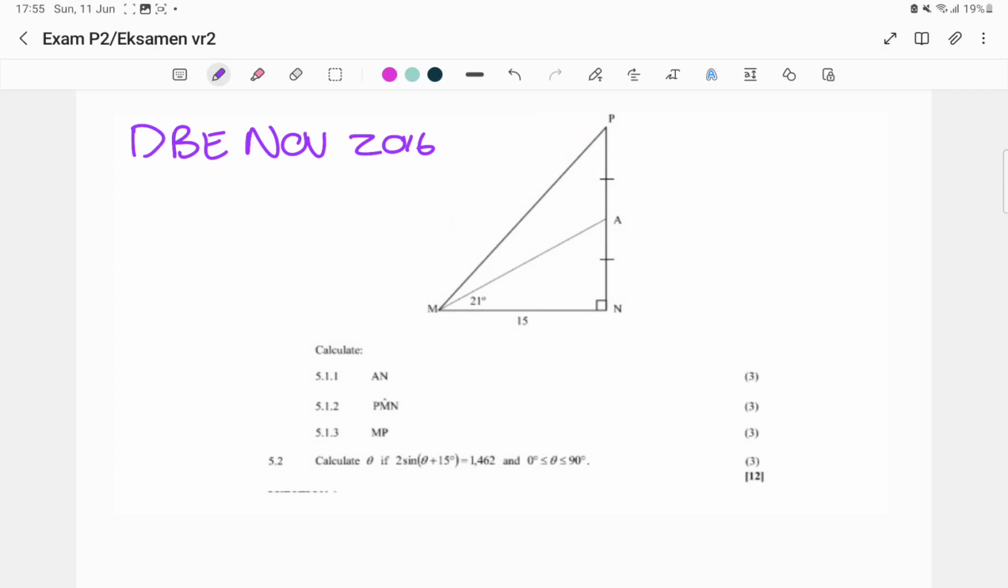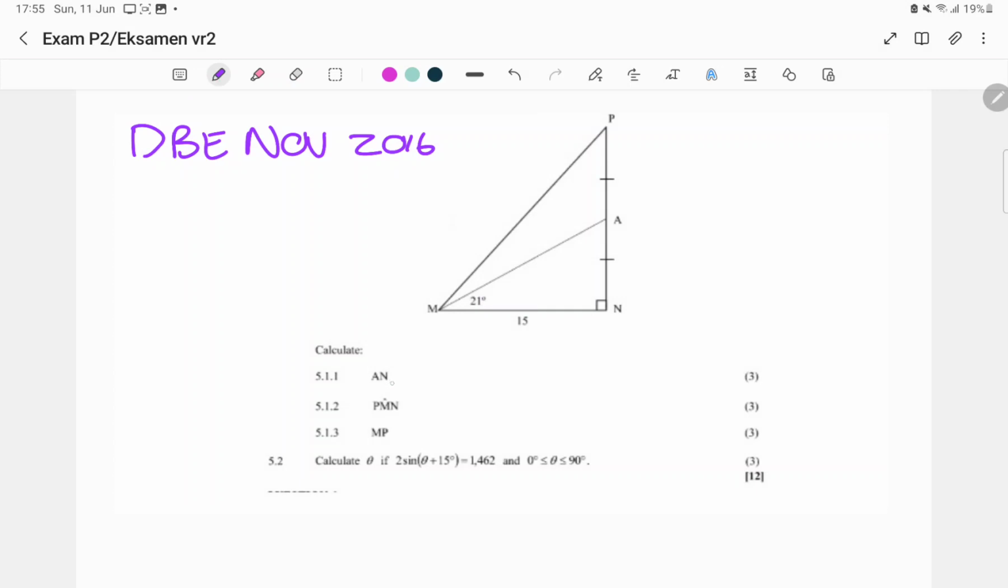Once again we're going to look at a 2D problem regarding trigonometry. This comes from the DBE November 2016 past exam question paper. Here we have triangle BMN with a smaller triangle AMN. They give us that this angle here is 25 degrees, 90 degrees and 15. Let's have a look at the questions.